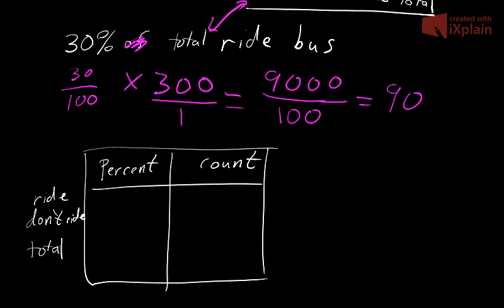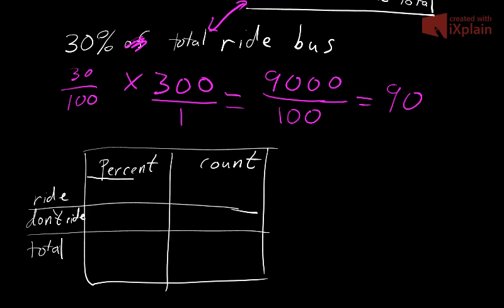So I'm going to divide this up into 3 sections here. And from there I'm going to use this table to figure out exactly how many kids are in each group. So I know that 30% of my kids ride the bus. And in total I'm going to have 100% of kids.